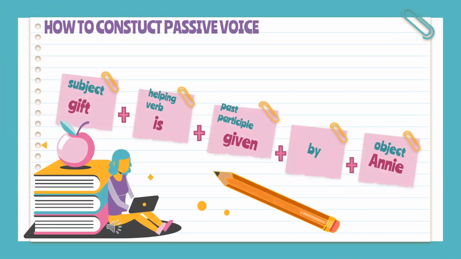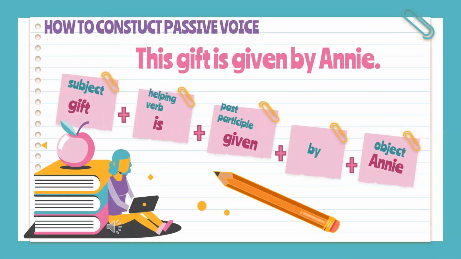Check this sentence whether it follows our pattern. The sentence is, this gift is given by Annie. Our subject is gift. Is is the helping verb. Given is our past participle. Then we add the word by, then lastly our object is Annie.